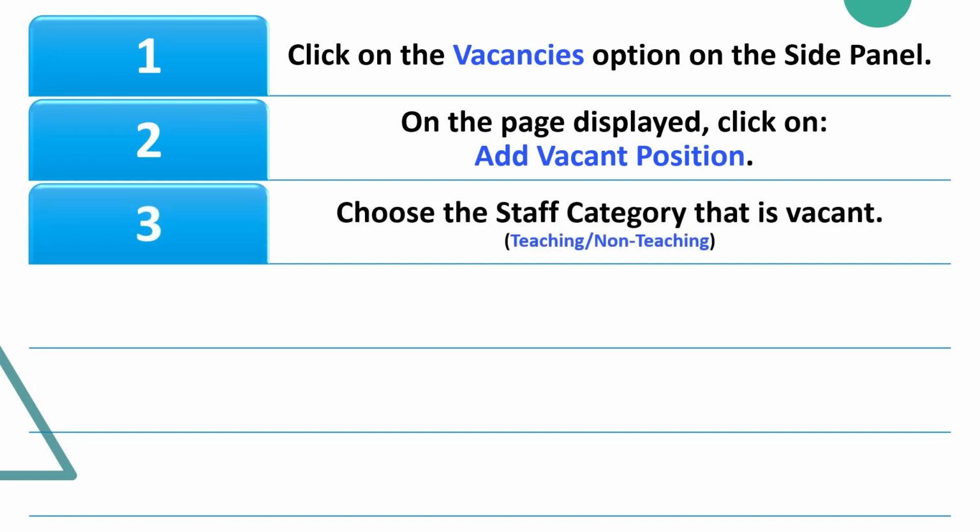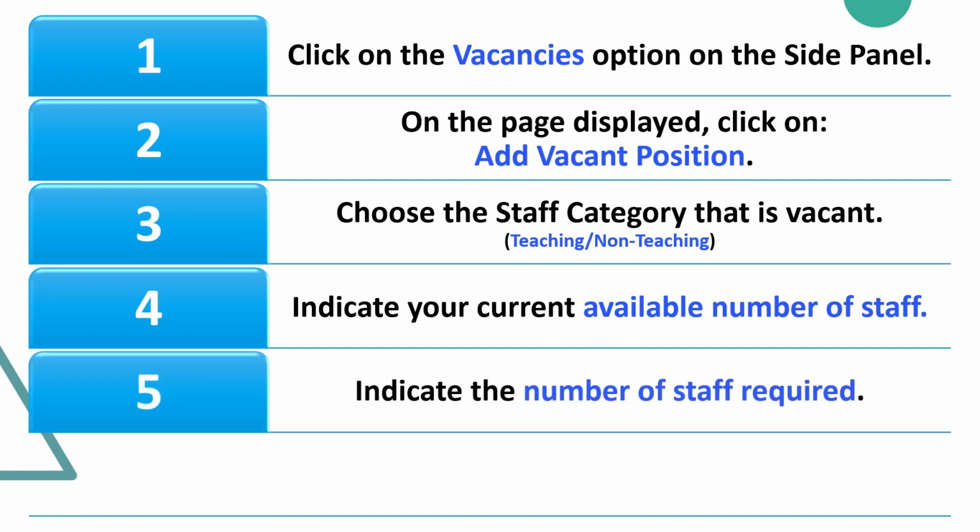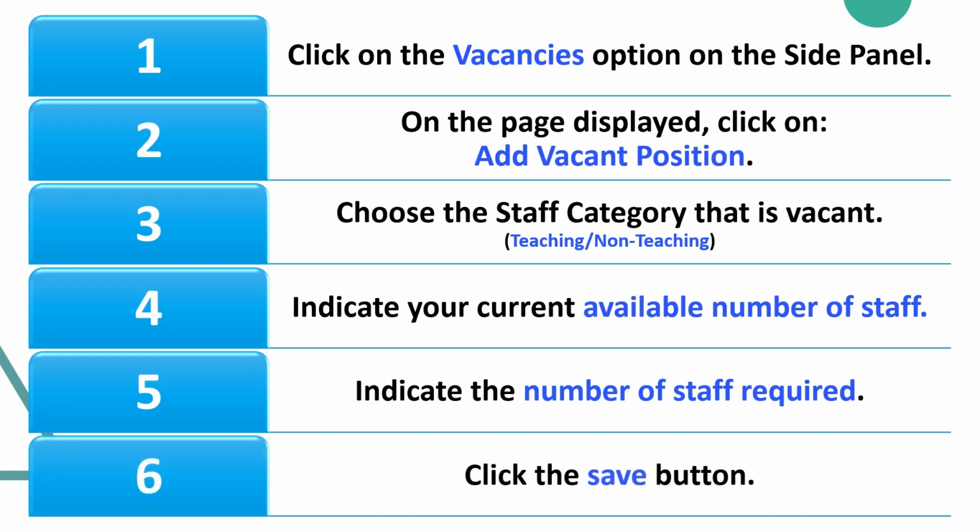Then you choose the staff category that is vacant. It could be teaching or non-teaching. Indicate your current available number of staff and indicate the number of staff that is required. Finally, click on the Save button to add the staff vacancy.